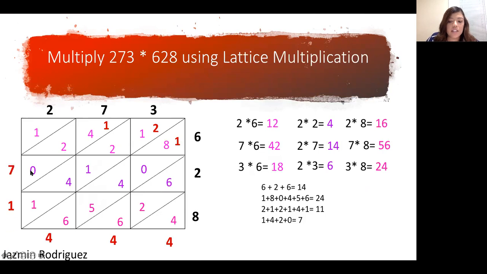So you place that down, and then there's 1 plus blank, so you just go ahead and bring that down. And then the way to read our sum is we read it down and across. So our total would be 171,444.